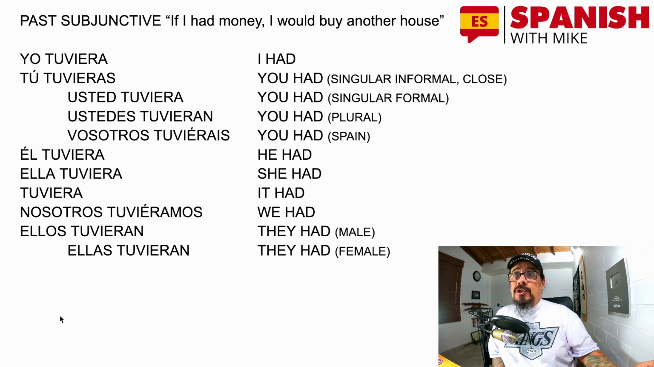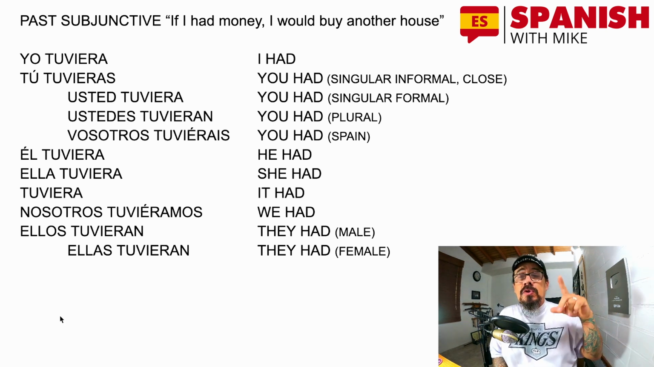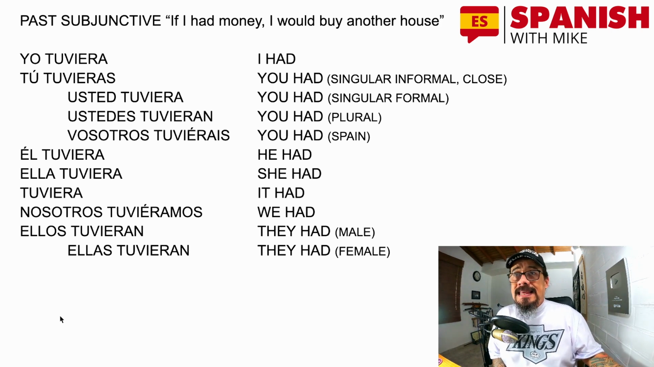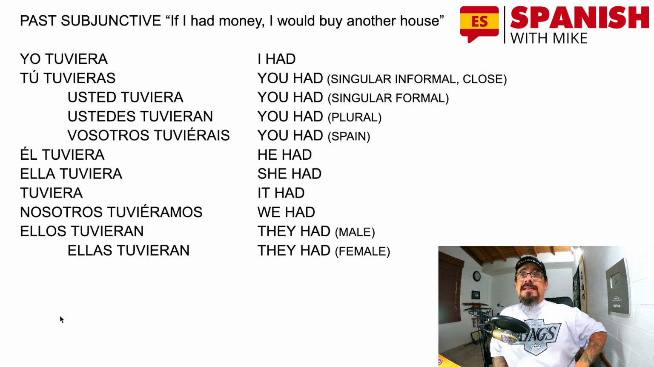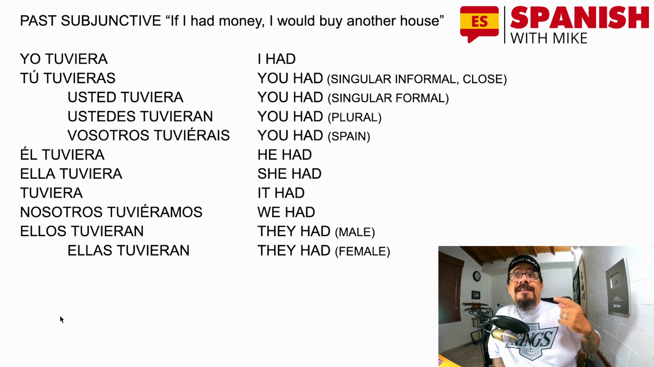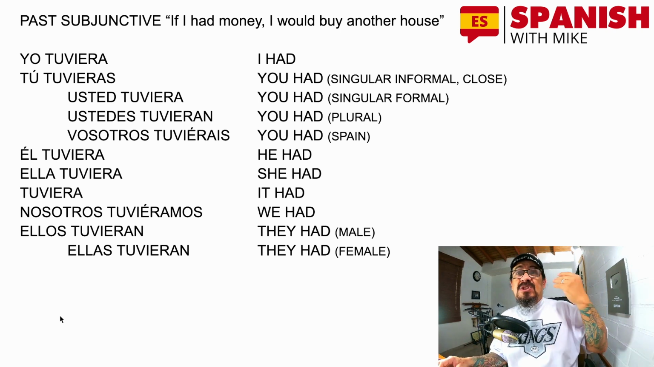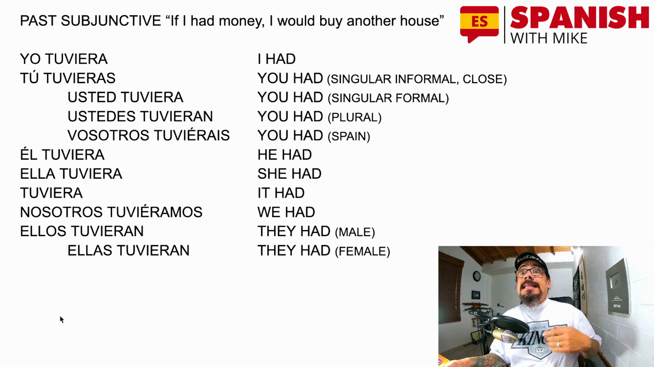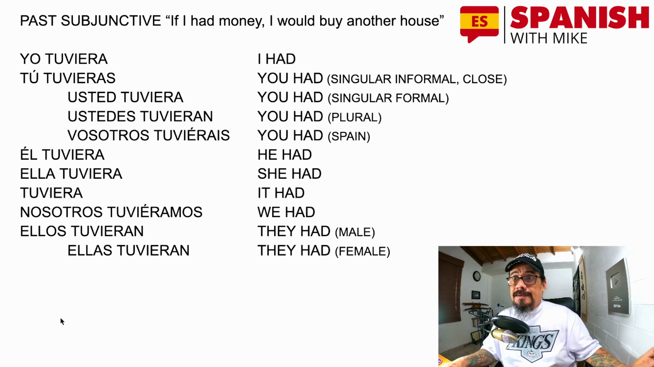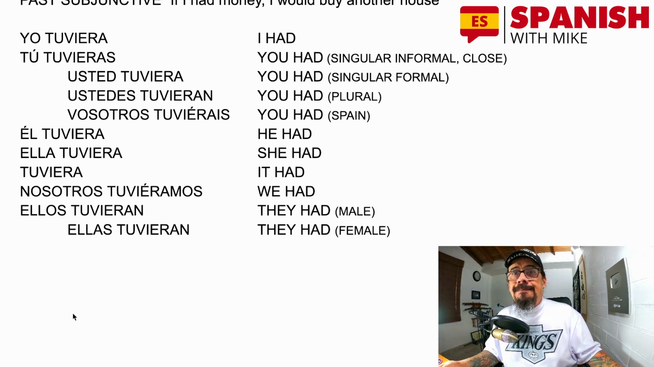Ella tuviera, she had. Tuviera, it had. Nosotros tuviéramos, we had. Ellos tuvieran, they had, male. Ellas tuvieran, they had, female. If I had money, si yo tuviera dinero, si tú tuvieras, ¿qué tal que él tuviera? Ojalá ella tuviera. Subjunctive in the past.